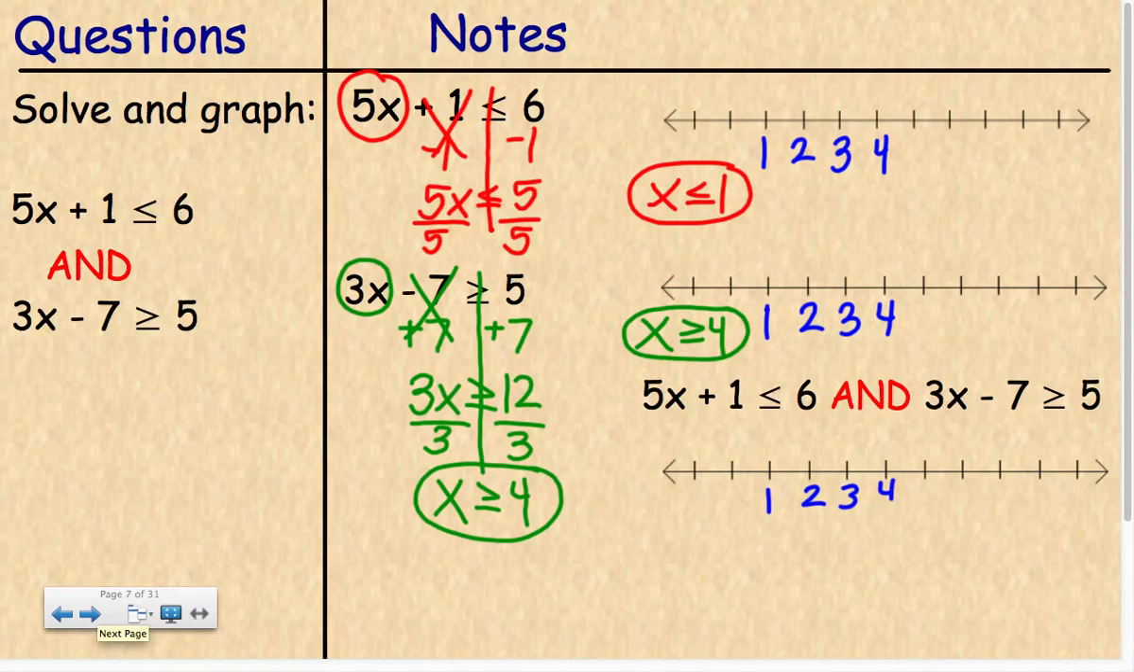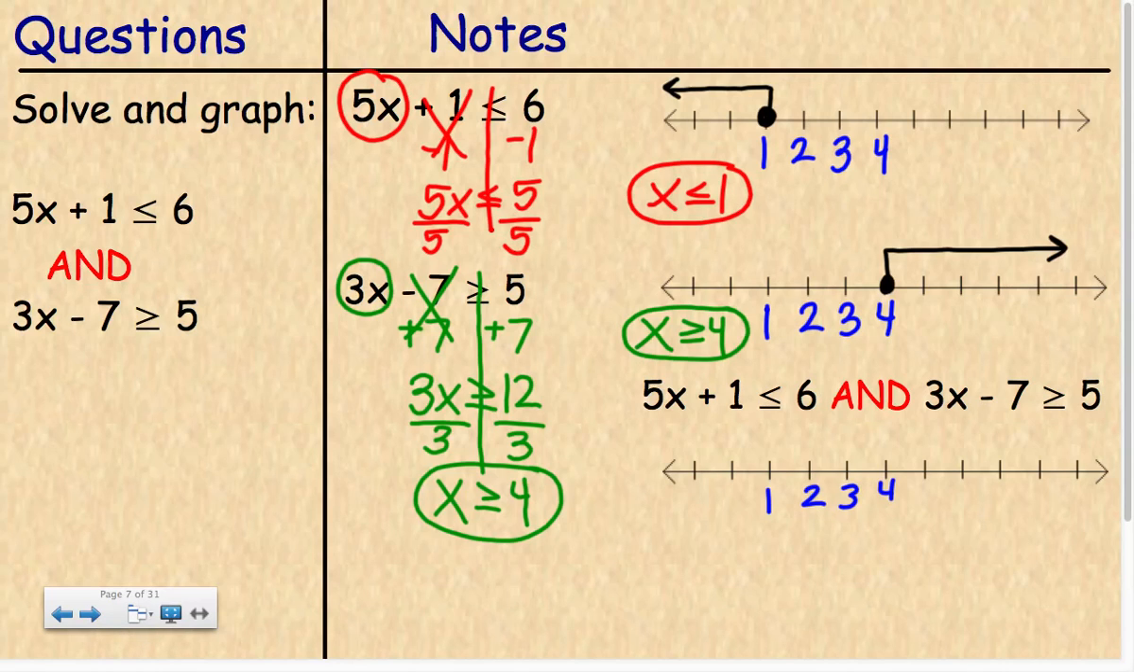Okay, so if I graph the top one, x is less than or equal to 1, and x is greater than or equal to 4. So now I've got to look at what numbers are shaded on both number lines. Well, my top number line has numbers that are 1 and smaller. My middle number line has numbers that are 4 and bigger.